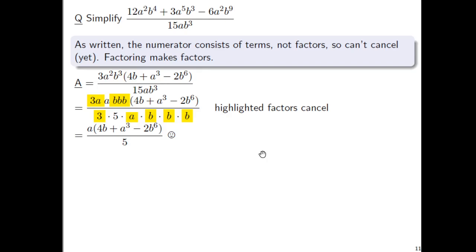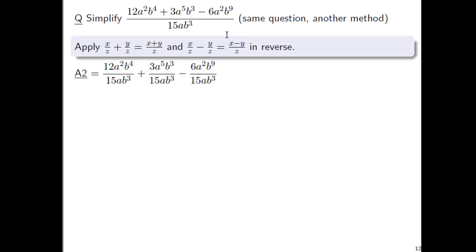There is actually another way to do this in case you prefer. The pesky thing about this question was that we can't cancel right away because the plus sign and the minus sign are in the numerator of the fraction. When you have that, you don't have factors, but you could actually apply the fraction addition and subtraction rules in reverse. And so the expression in the question is actually equal to this, as answer 2 starts: 3 separate fractions, first fraction plus second fraction minus third fraction.